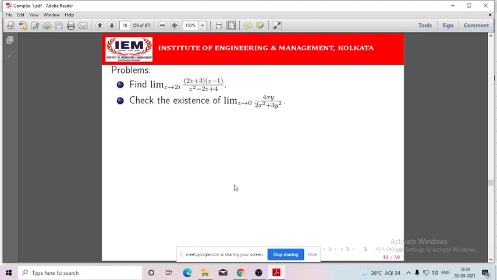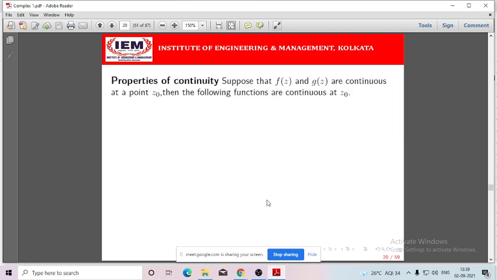Then there are two problems. I'll be sharing this PPT in the Google Classroom. Then you can try to solve the problems, and if you can't, then you will ask me. Then there comes the continuity. What do you mean by the continuity?